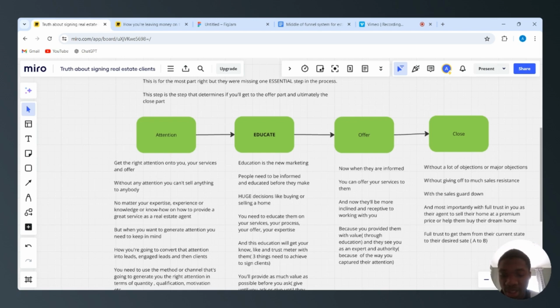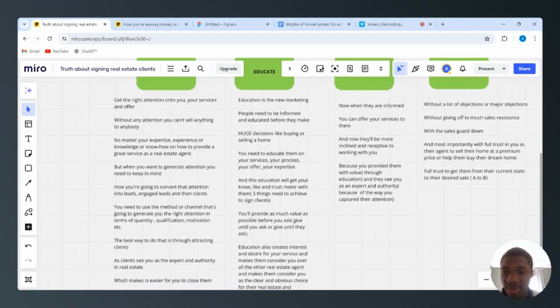But when you want to generate attention, you need to keep something in mind. Also, the way that you generate attention fuels this educate part, the thing that you guys need to do. That's the essential step in the process. This fuels it as well and makes it more efficient. So all of them lean onto each other, but the educate part leans more onto everything else and makes everything else more effective.